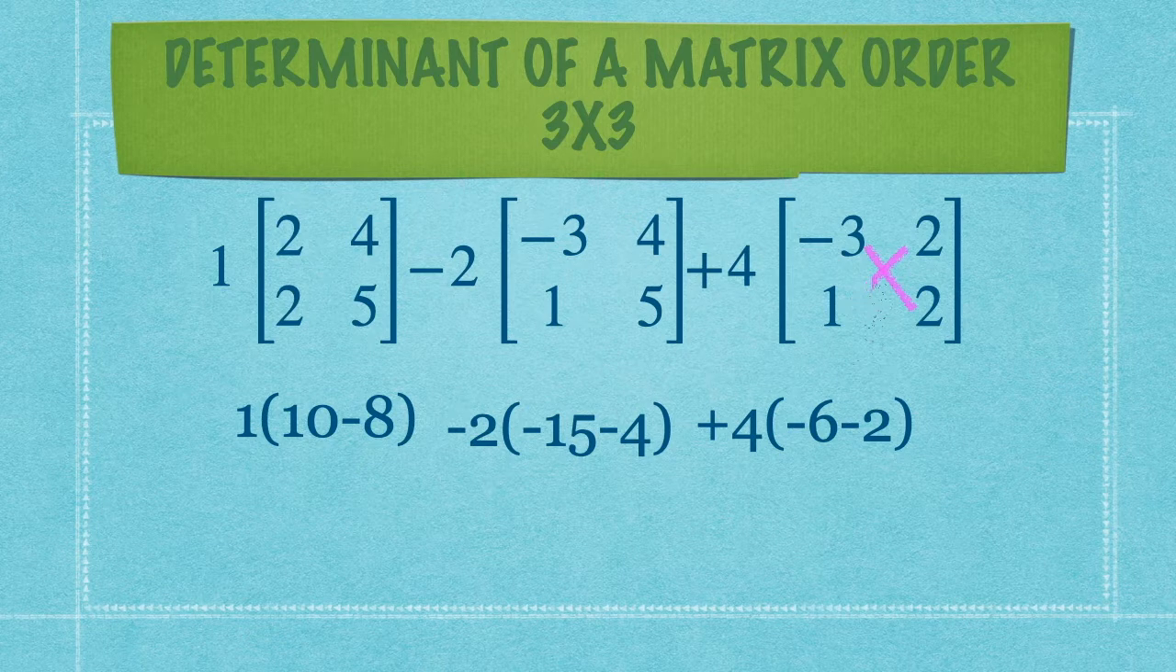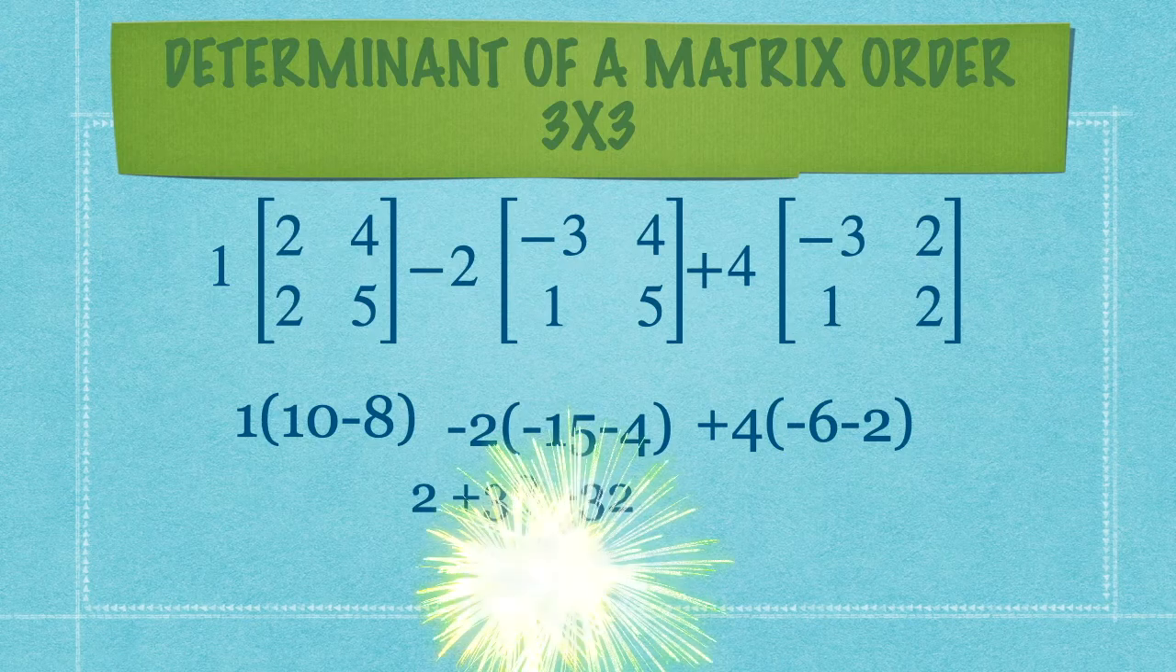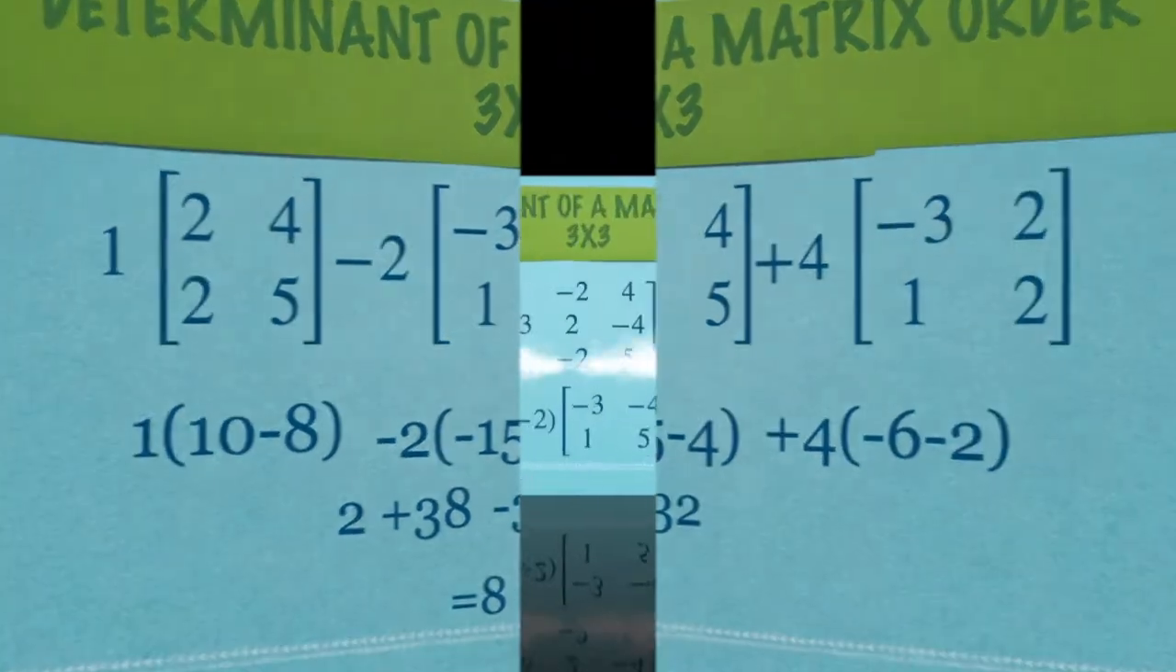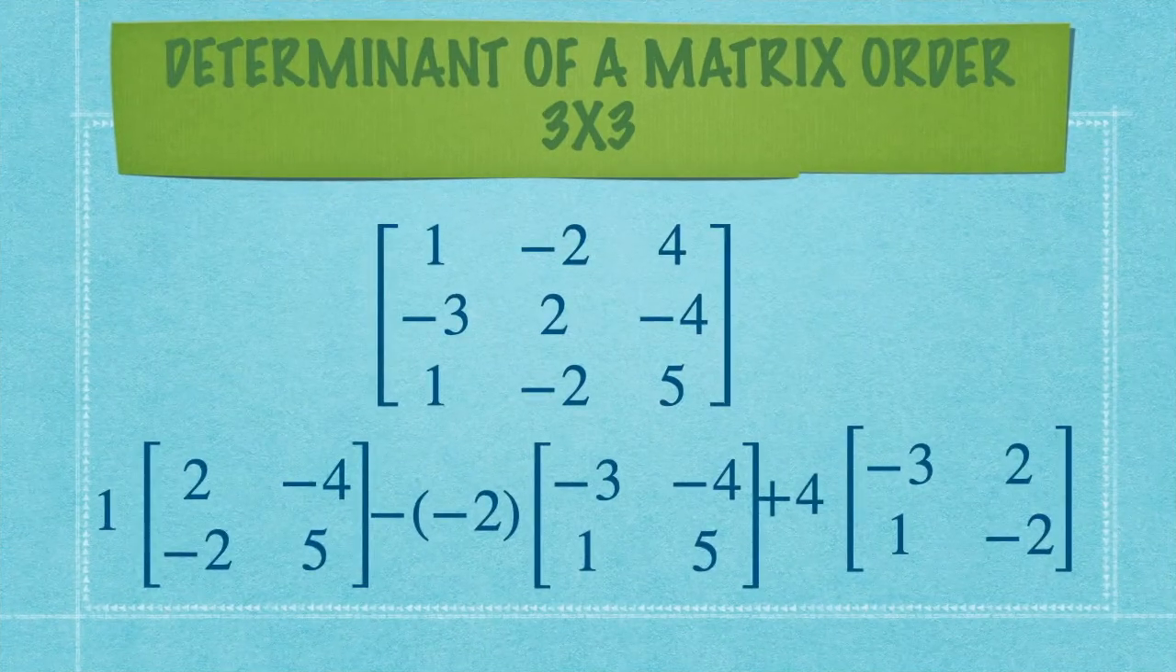Just remember there's a minus sign in between the numbers and it's a part of the determinant formula. Now once we have this, we can go ahead and simplify this further. So in the center, minus 15 minus 4, that's negative 19 times negative 2, that's 38. 10 minus 8, that's 2. 2 times 1 is 2. And minus 6 minus 2, that's negative 8 times 4, that's negative 32. And adding this, we'll have 8.